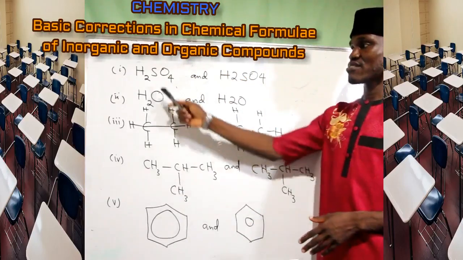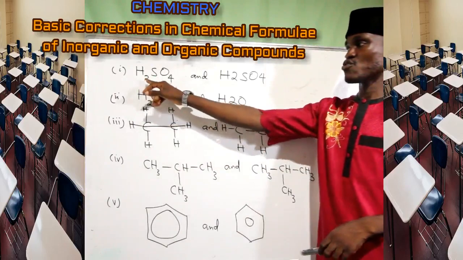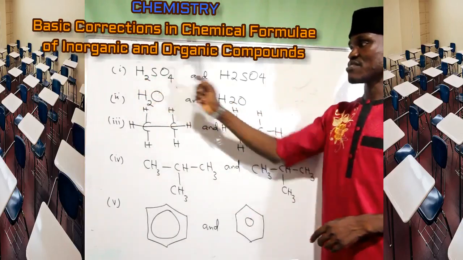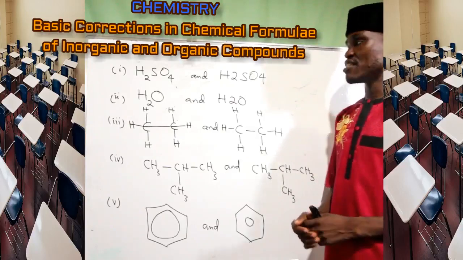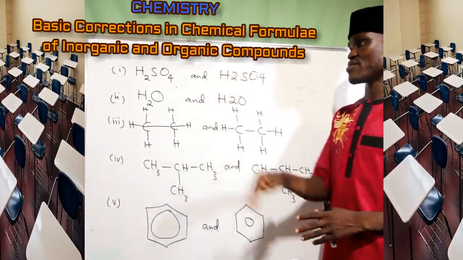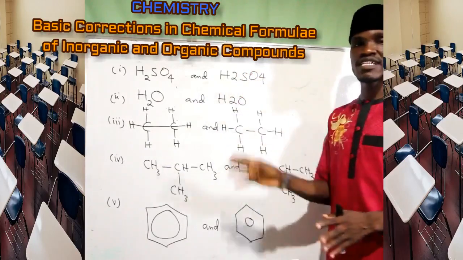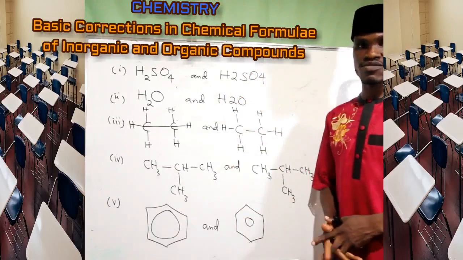Now, if you take a look at the first one here, this is sulfuric acid, H2SO4. That is how it is written. But you get to realize that some students don't really give proper care. They just write anyhow and then assign the numbers and letters the way they want. Seriously, it is not like that, okay?